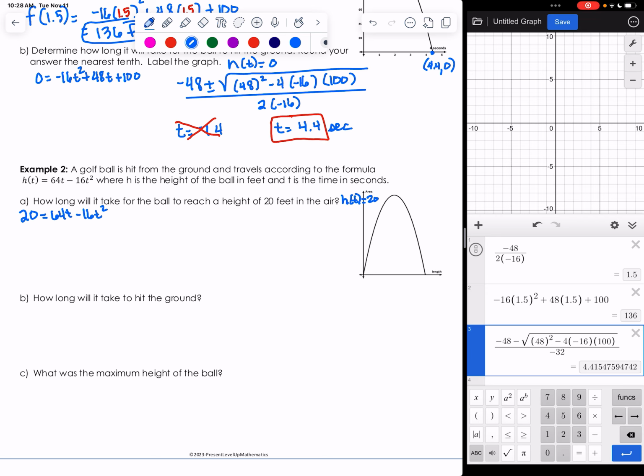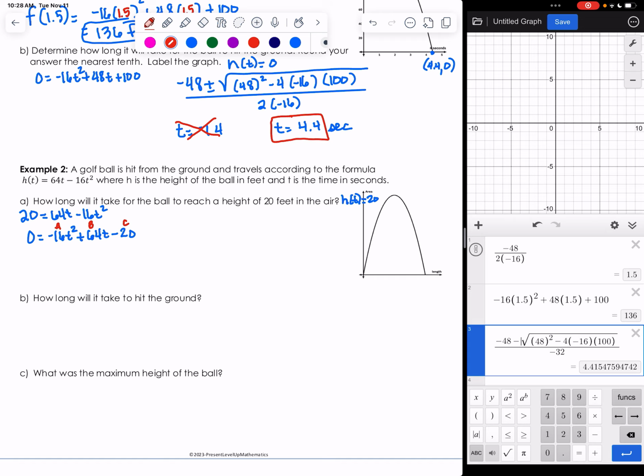Now, in order to solve this, we need it to be in standard form. So I'm going to move the 20 to the other side, and I'm going to rearrange all the terms so they'll be in standard form. So 0 equals, I'm going to put the squared term first, negative 16t squared. Then I'm going to put the linear term, plus 64t, and then I want to subtract 20 from both sides, so minus 20. So now we have it in standard form, and it's easier to figure out our A, our B, and our C.